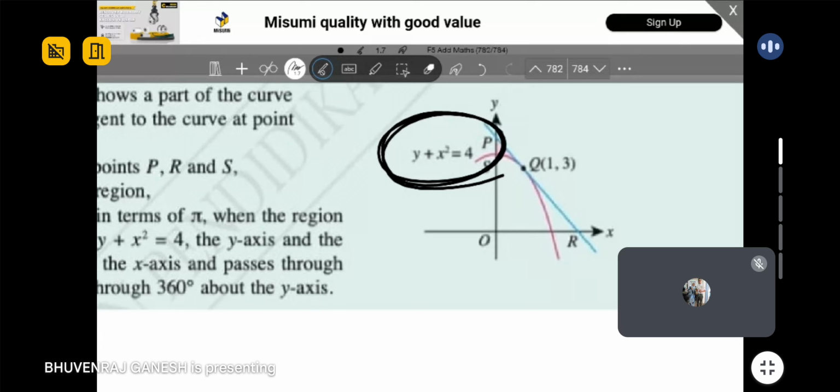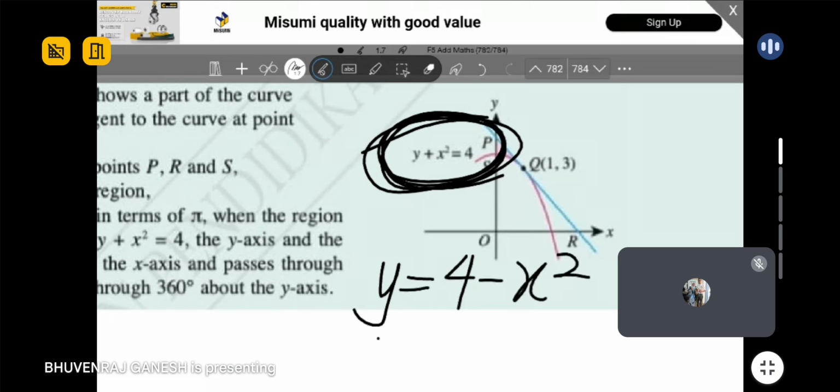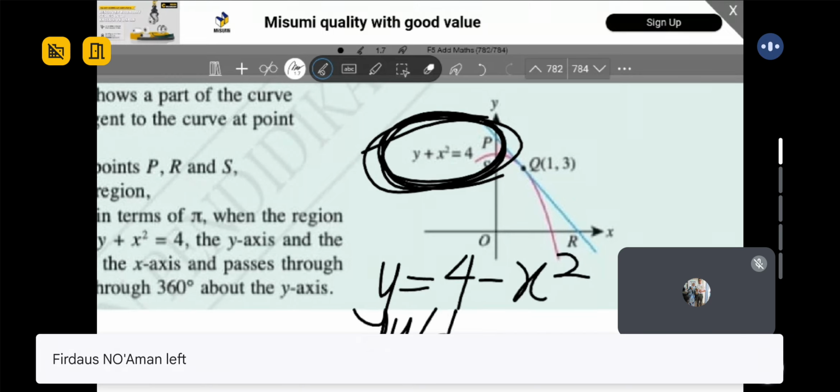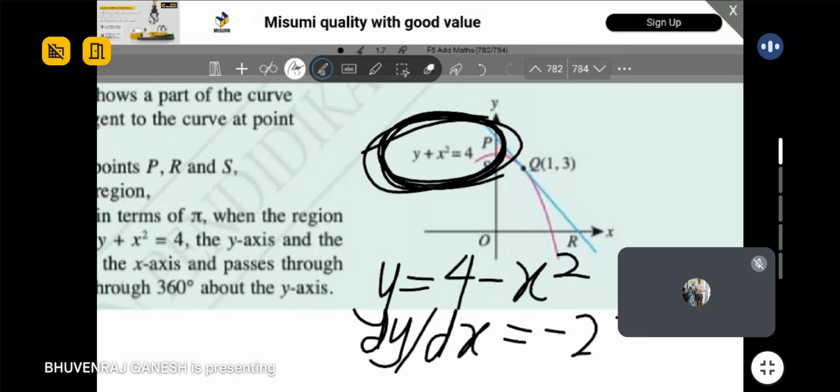So you need to differentiate this equation. Kamu kena bezakan persamaan ni. Okay guys. So how to differentiate? You just rearrange the equation, then dy dx. Okay, so you will get negative 2x. Okay guys. So this is going to be your equation. Okay, sorry, not your equation. This is your gradient function, fungsi kecerunan.